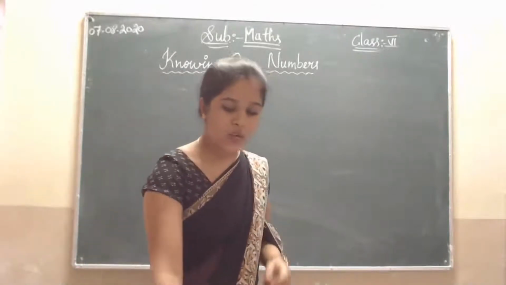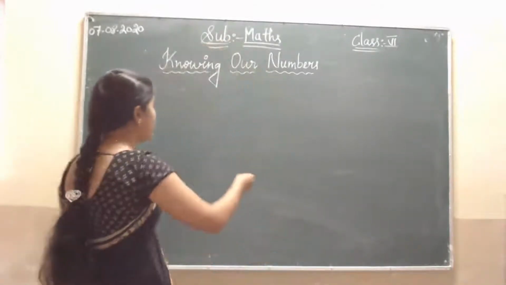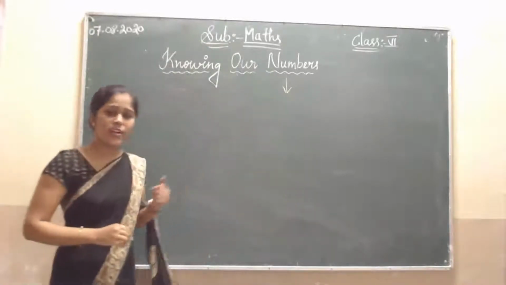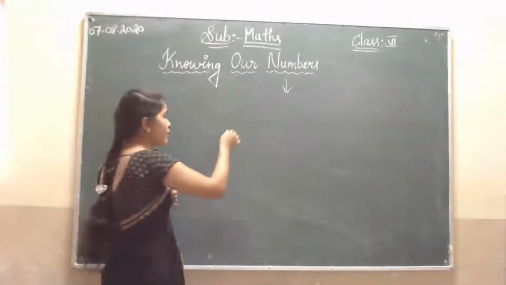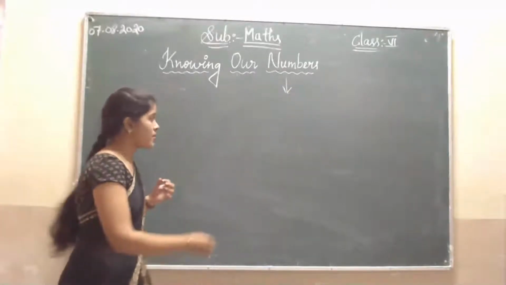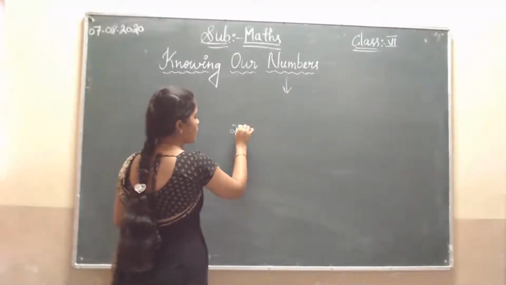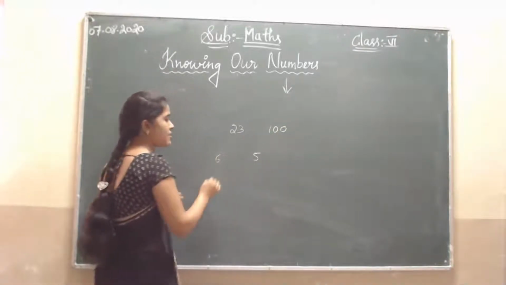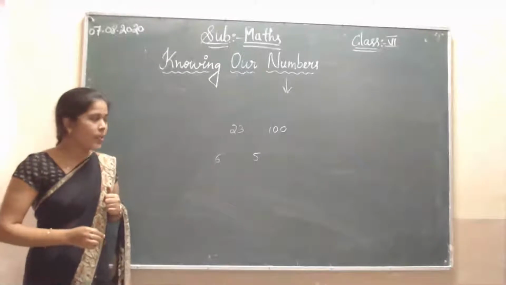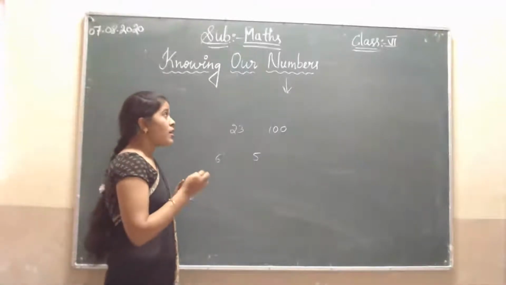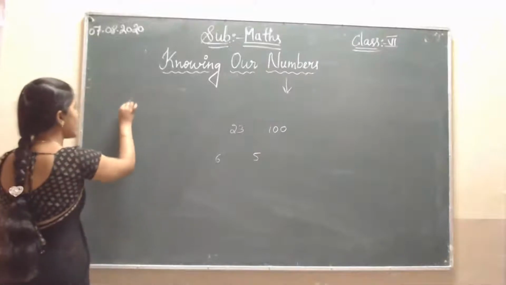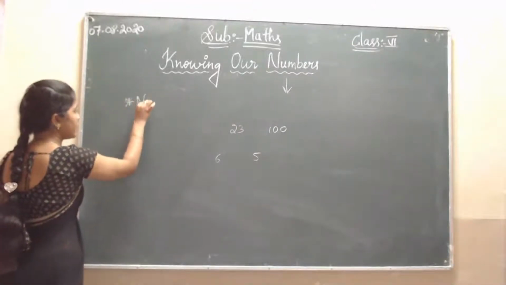Dear students, in knowing our numbers, first see what numbers are. You already know numbers. See here, what are numbers? 2, 23, 100, 5, 6. These are numbers. Numbers are formed with digits.